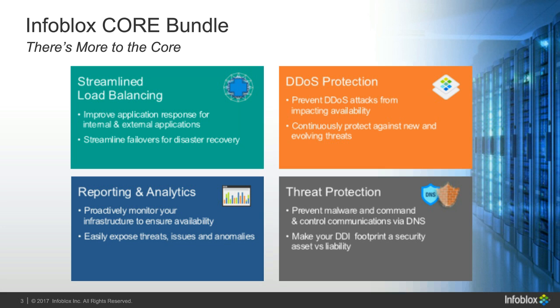We think a true core set of services needs to include efficient, streamlined load balancing to make the best use of resources. It also needs to include protection from DDoS attacks. DDoS attacks running on DNS are a very common threat vector, and to not protect against those is to leave a door open and is far from best practice today. So DDoS protection has to be considered part of the new core bundle services.